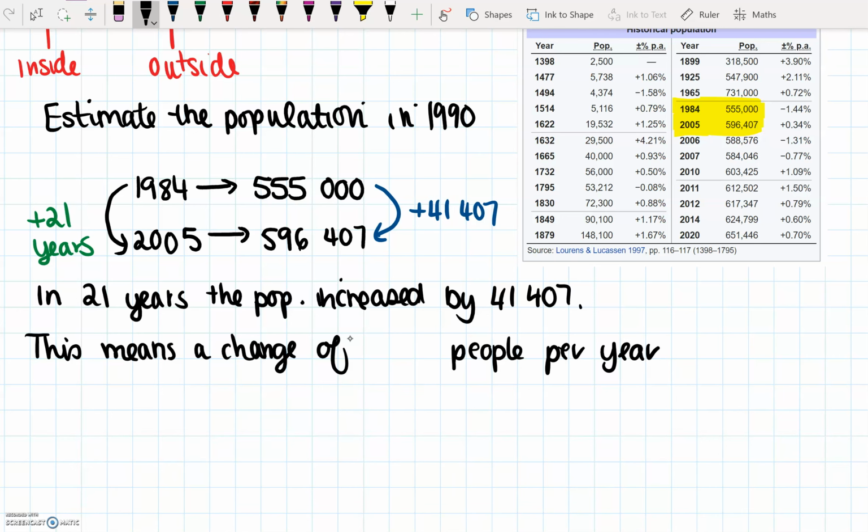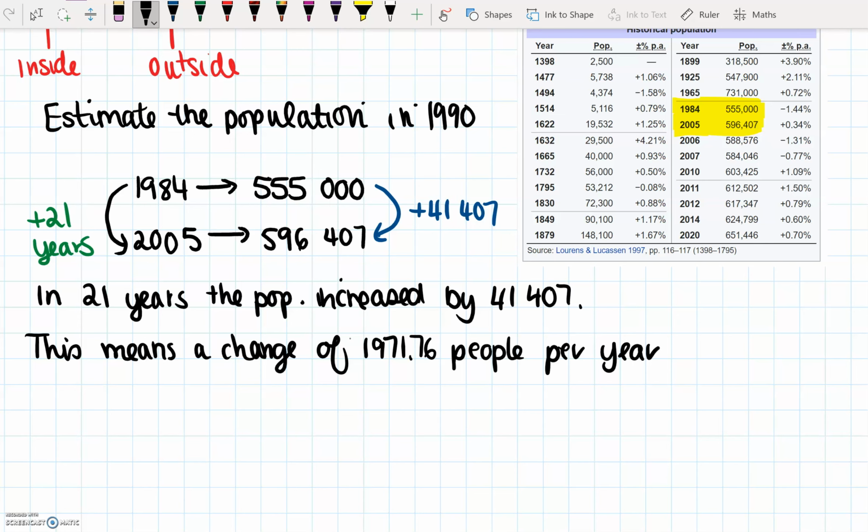Okay, and we're going to calculate that. So if we know it's 41,000 people in 21 years, then all we do is take that number and divide it by 21. Okay, so we have a change of 1,971.76. We're going to keep that decimal for now, but at the end we obviously have to round it, people per year. So this is the change per year.